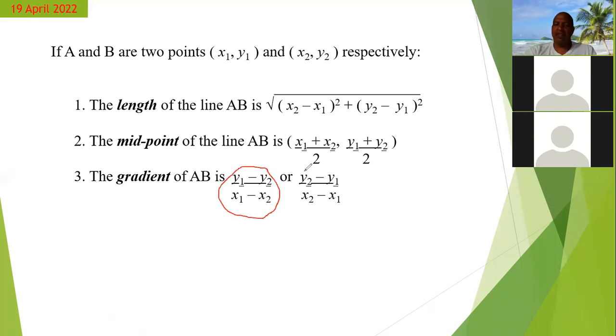Now, if you want to put the formula where the coordinates of the points are reversed, then you put the y2 minus y1 above, and then the x2 minus x1 below. Now, what is important about the gradient is that the y coordinates are in the numerator and the x coordinates are in the denominator. So make sure you remember that.